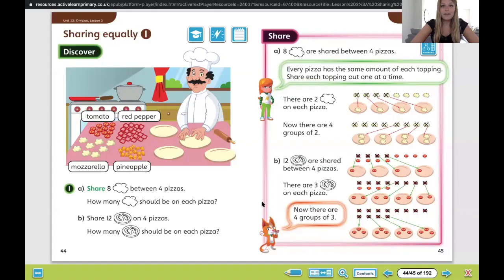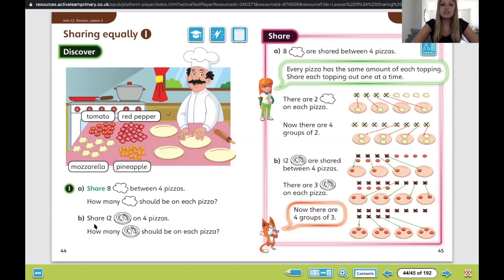Okay, so hopefully you've had a little bit of time to think about what the word share means. When we're sharing, we're making sure that we're giving one out at a time to each group, so that each group has the same amount. So it's equal, because otherwise it wouldn't be fair. So this chef has got 8 pieces of mozzarella and he wants to share them between 4 pizzas. How many mozzarella will each pizza have?